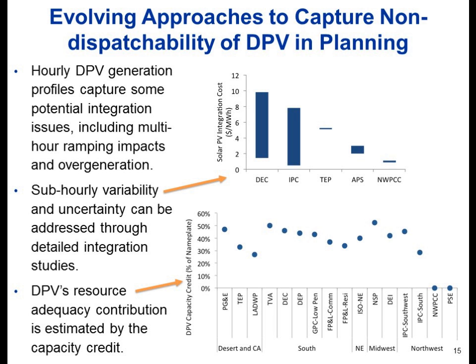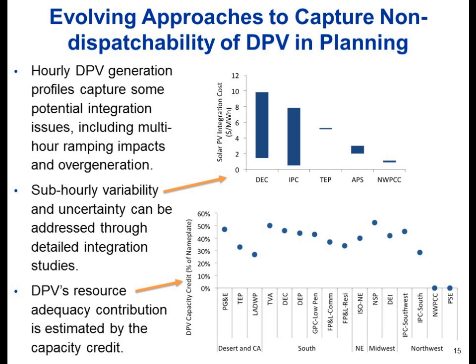Finally, the contribution of distributed PV to reliability is based on its capacity credit. This represents the contribution to resource adequacy from distributed PV divided by its nameplate capacity. Almost all utilities assigned a capacity credit to distributed PV, as shown in that bottom figure. Two winter peaking utilities, Puget Sound Energy and the Northwest Power and Conservation Council, assigned a capacity credit of effectively 0, while the range in the other regions was from about 26 to 50% of the nameplate capacity.